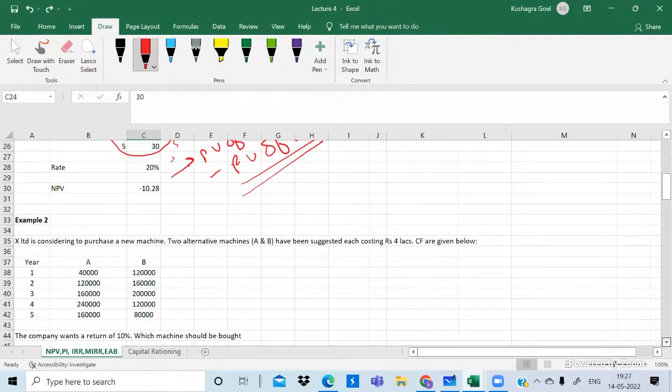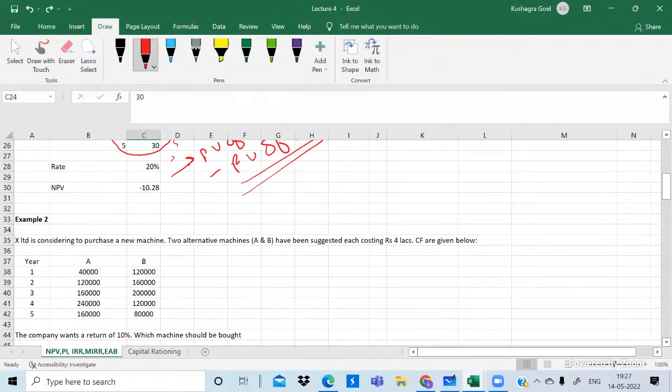Okay. Fine. Let's look at the next question. Let's say you're implementing a project where you're considering purchasing a new machine and you've got two alternative machines, machine A and machine B. Both these machines will cost you 4 lakhs. So today, if you go and buy machine A, you'll spend 4 lakhs. Similarly, if you go and buy machine B, you'll also spend 4 lakhs.